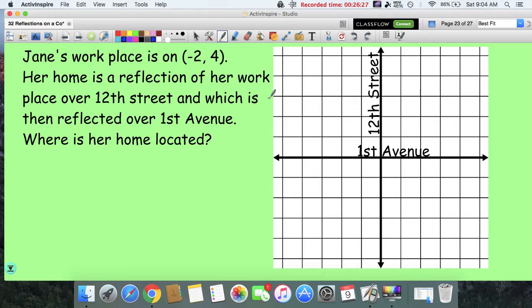And the last one, I think. Jane's workplace is negative 2 and 4. Negative 2 and 4. We're going to go 4 up. Little marker for Jane. Her home is a reflection of her workplace over 12th Street, and then over 1st Avenue. So let's cross 12th Street first. I'm going to go across 12th Street, walk 2 blocks because it's the same distance away. And then we're going to cross 1st Avenue and walk the same number of blocks. So 1, 2, 3, 4. And this is her home. The location of Jane's home is 2 over from the origin and negative 4 down. So that's the location of home.